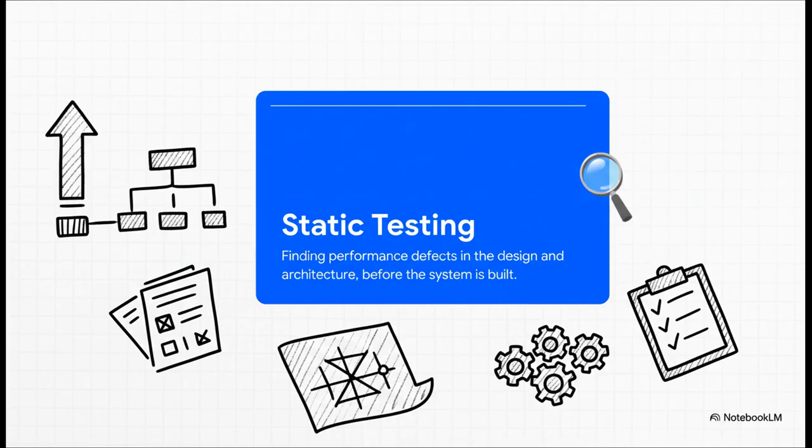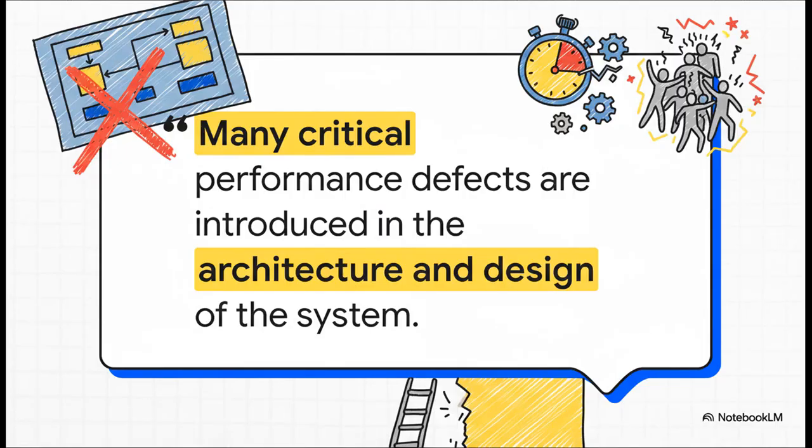Instead, we're combing through design documents, architecture diagrams, and requirements to spot potential problems on paper. And this quote from our source material really hits the nail on the head. It says, "Many critical performance defects are introduced in the architecture and design of the system." It's just so true. If you build on a shaky foundation, it doesn't matter how fancy the rest of it is, you're going to have problems.